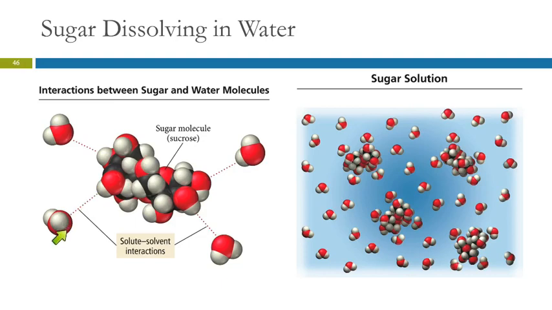That'll be attracted to the partially negative part of this water molecule. Here, hydrogen is attracted to oxygen. Here, the oxygen on the sugar is attracted to the hydrogen on the water. So again, these water molecules are going to come around and make the sugar molecule feel comfortable. It's going to be attracted to them.